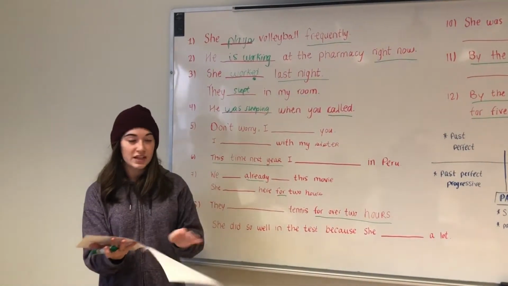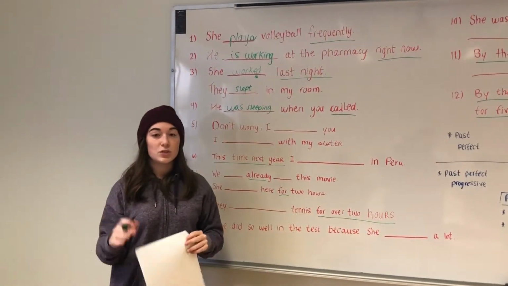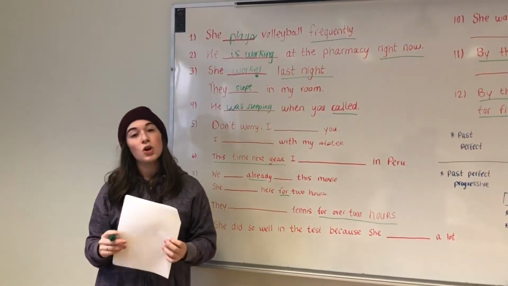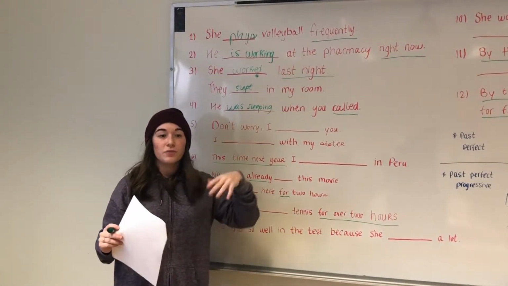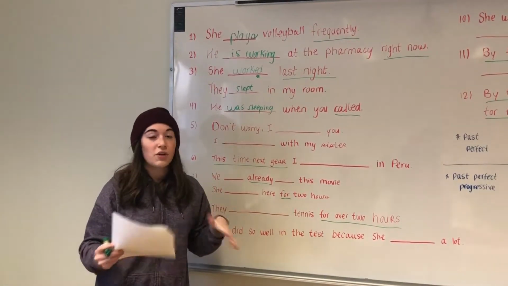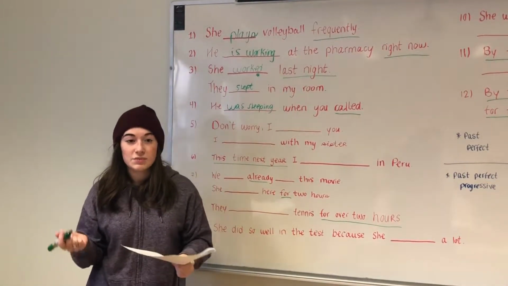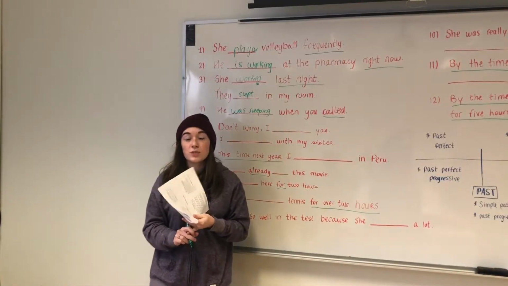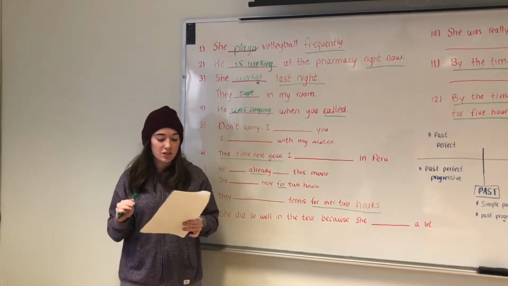So for the future tenses, we have the future tenses with will and with be going to. We use it to indicate the action that will take place in the near or distant future, or for actions that have not taken place yet. We use it for promises, predictions, or spontaneous decisions.